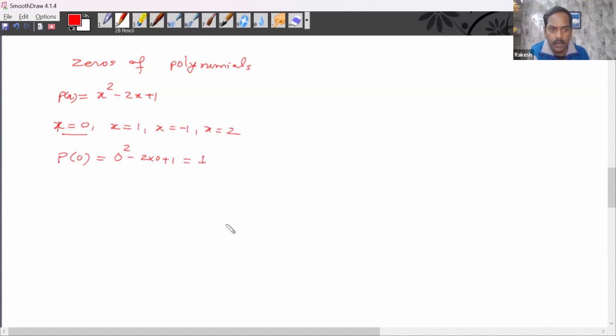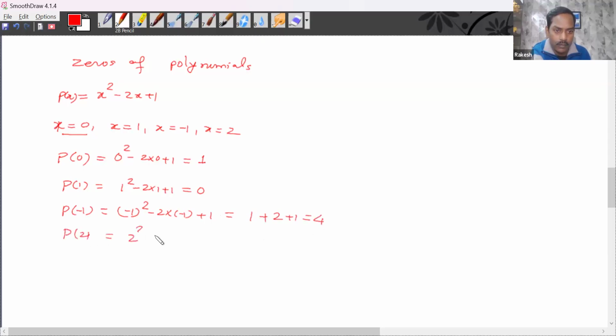Right? So this becomes the value of this polynomial for x equal to 0. Similarly, for 1, we'll have 1 square minus 2 into 1 plus 1, which becomes equal to 0. This is very important, interesting. Next, p of minus 1: minus 1 whole square minus 2 into minus 1 plus 1. This will become 1 plus 2 plus 1, which makes it 4. Similarly, p of 2 will be 2 square minus 2 into 2 plus 1. So again, it comes out to be 1.